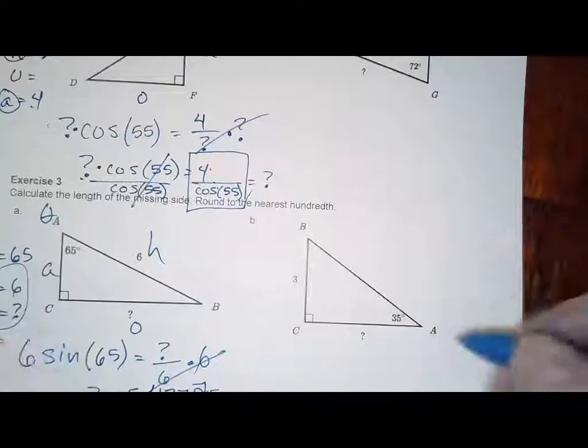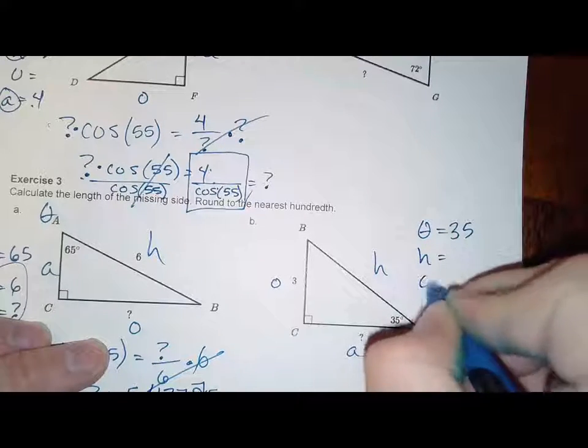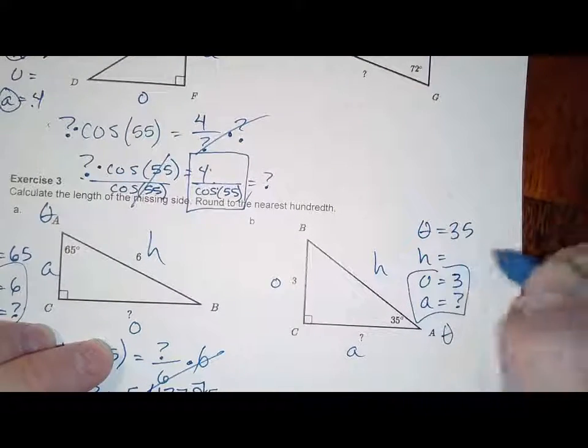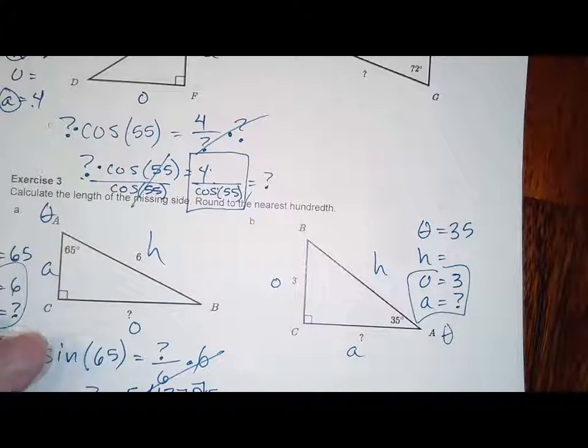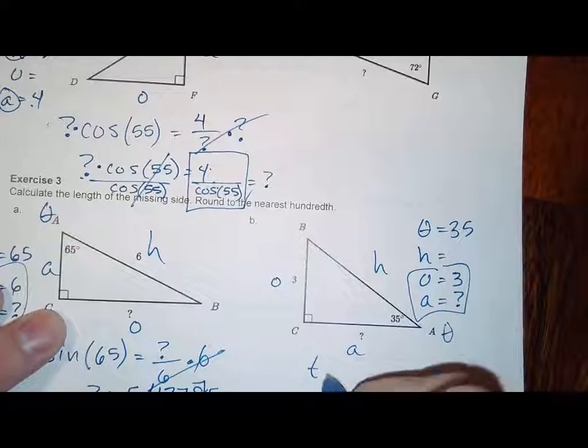Letter B, I'll do one more. Step 1. Step 2. I have O and A. H isn't known, so it's not sine or cosine. I'm looking for O and A, that's tangent. Fill in the blank. Step 3.